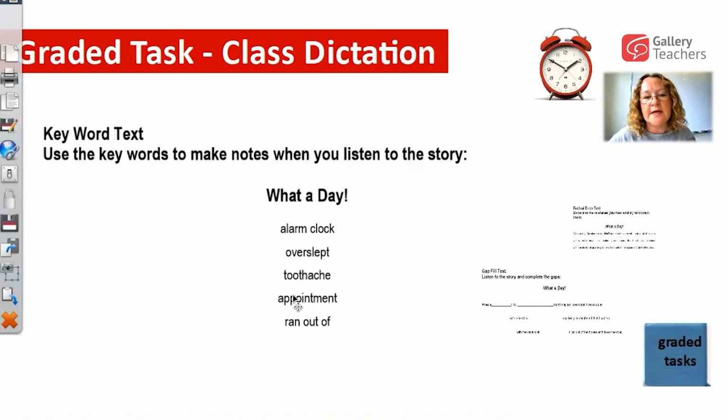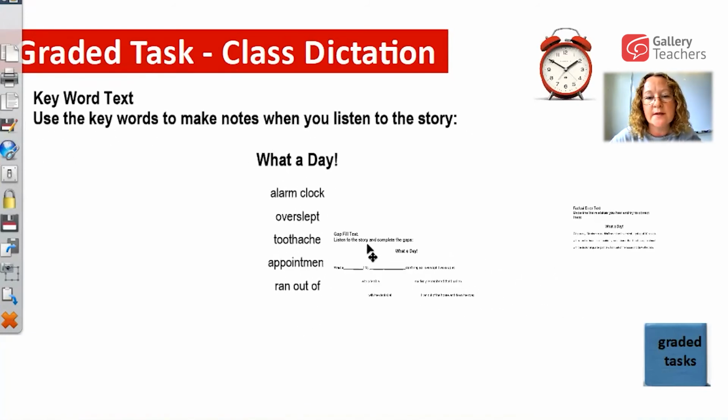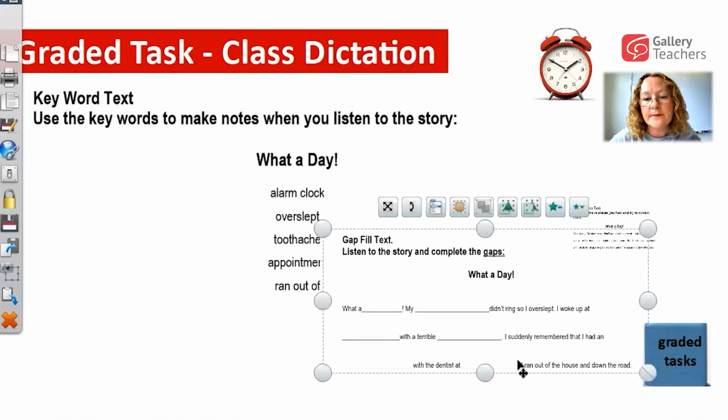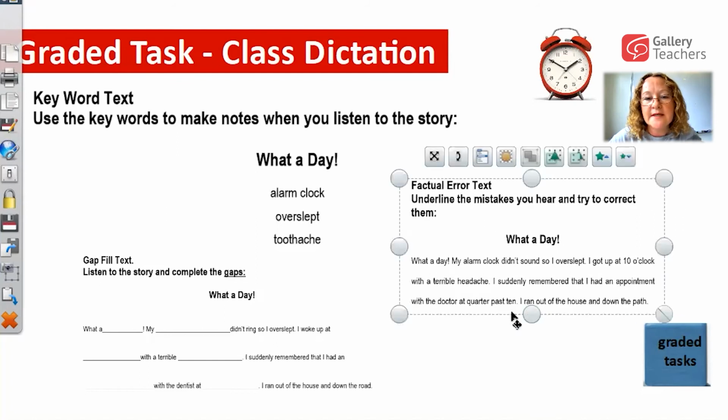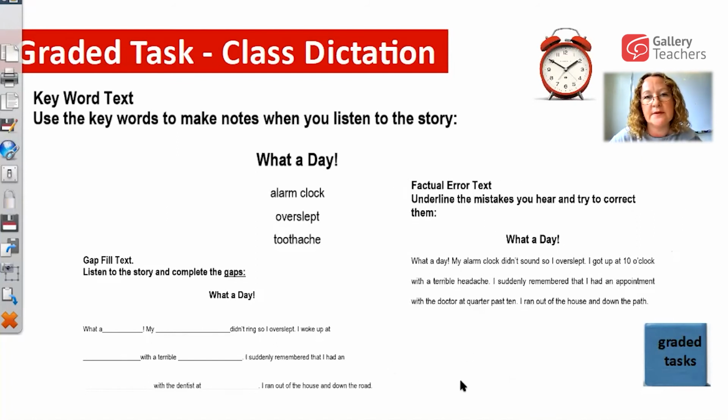Okay, having looked at these three different tasks, so we've got the keyword, we've got the gap fill, and we've got the factual error, you will notice that these tasks have different levels of difficulty. So I, as the teacher, read exactly the same dictation to everyone. But my weakest students are possibly just looking out for single mistakes. So here they're going to change this from 10 o'clock to 9 o'clock, and headache to toothache, and doctor to dentist, and 9:45. So they've got 4 things to listen out for in that section.